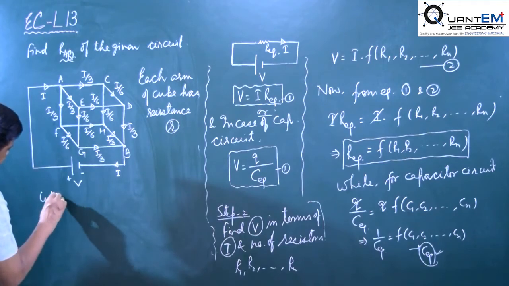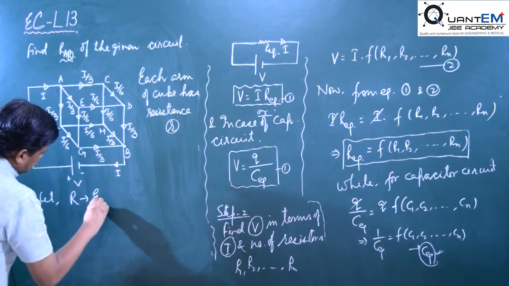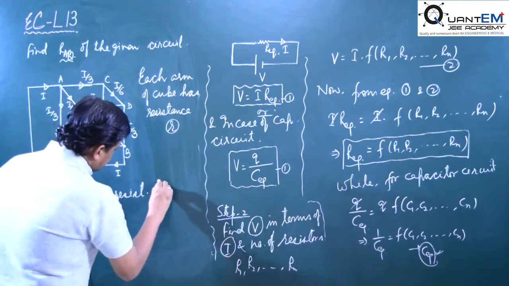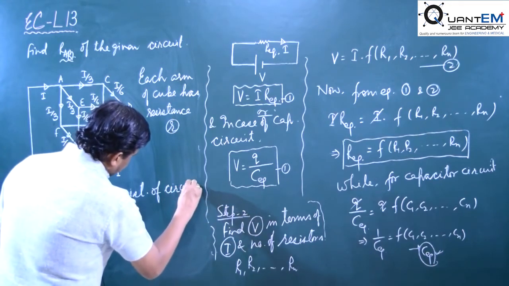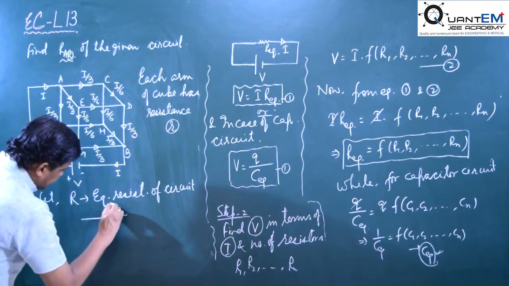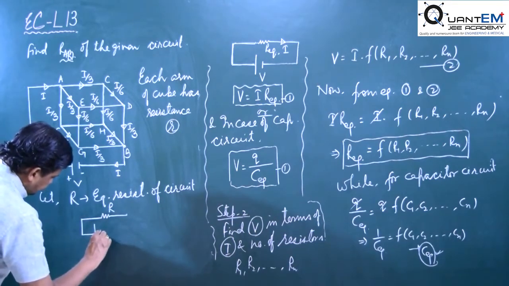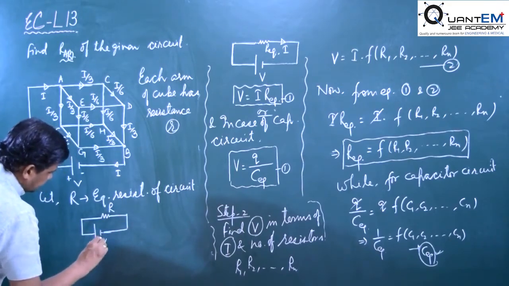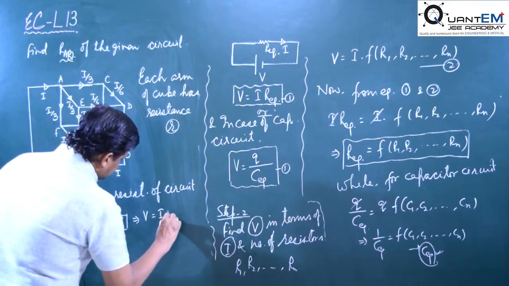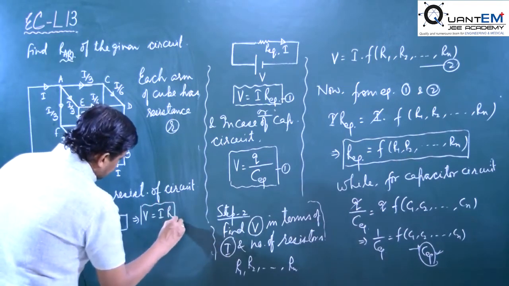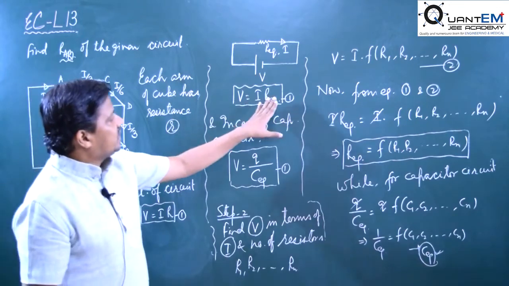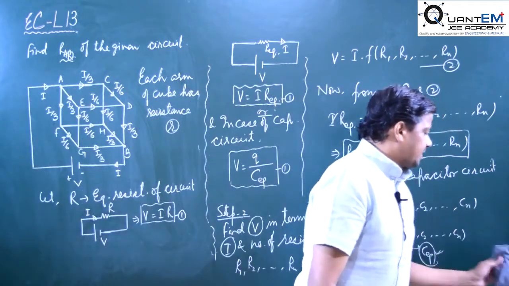Now suppose the equivalent resistance of this arrangement is R. So let R be the equivalent resistance of this circuit. Then if R is the equivalent resistance and supply is V, current flowing is I. It implies that V is equal to I into R. It is equation 1. This one was the first step. Now we come to the second step.